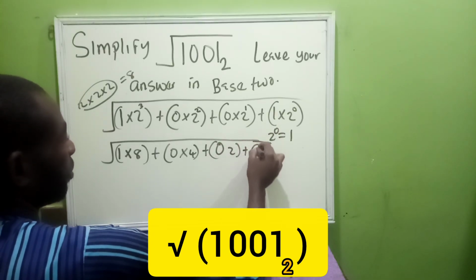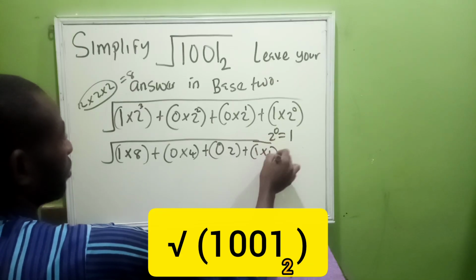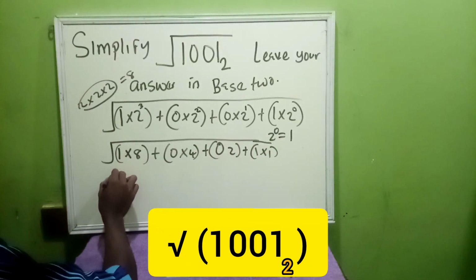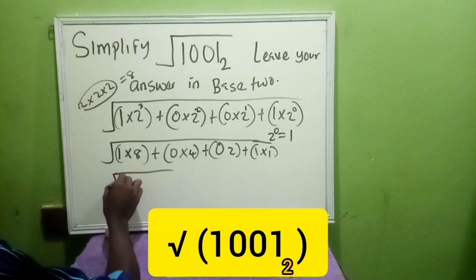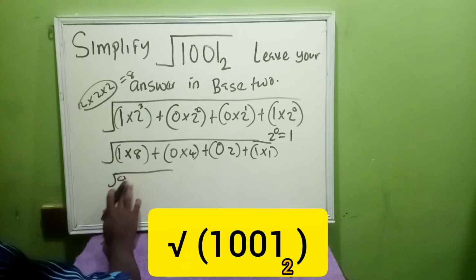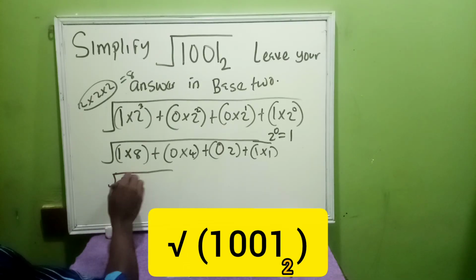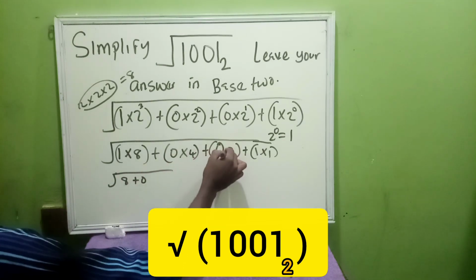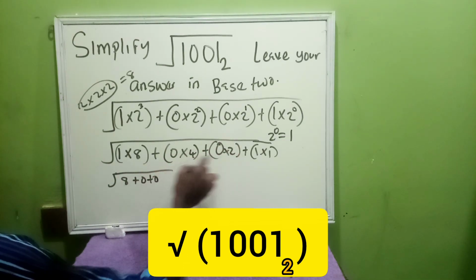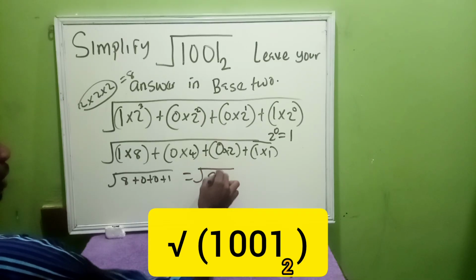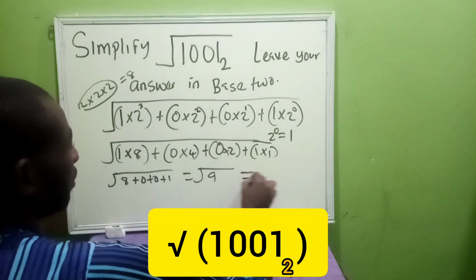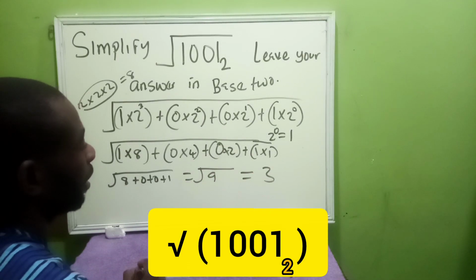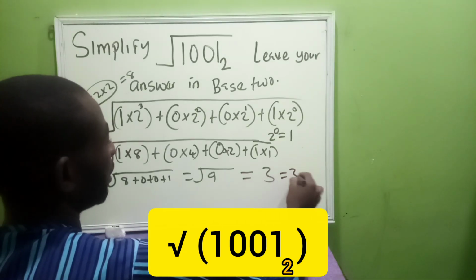So this one is going to be 1 times 1. From here now we can see that 1 times 8 will be 8. Then the rest is plus 0, plus 0, then plus 1. Automatically I'm going to have root 9. Now what is root 9? Root 9 is 3. Now this 3 is already in base 10.